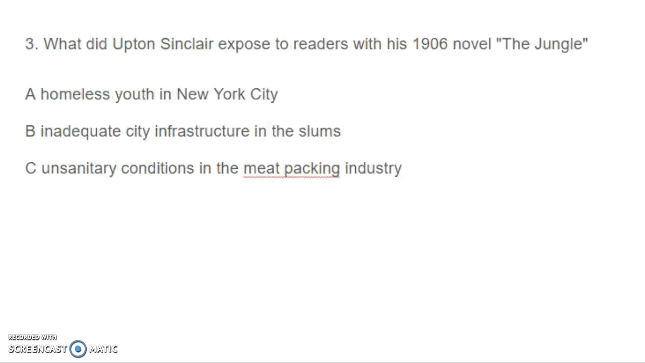Number three, what did Upton Sinclair expose to readers with his 1906 novel, The Jungle? A, homeless youth in New York City. B, inadequate city infrastructure in the slums. Or C, unsanitary conditions in the meatpacking industry.